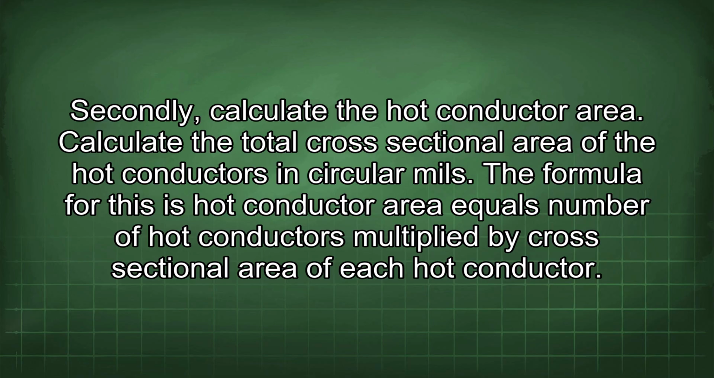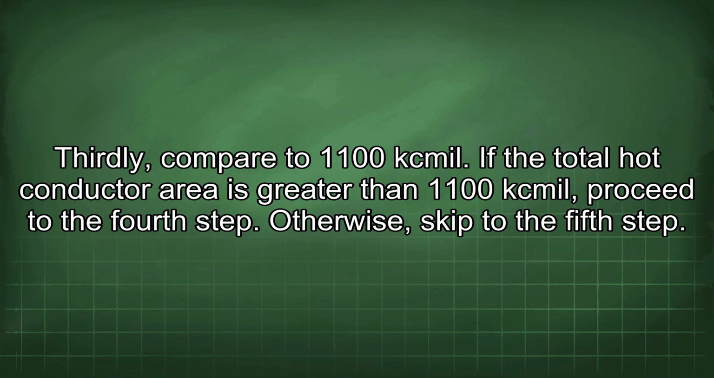Secondly, calculate the hot conductor area. Calculate the total cross-sectional area of the hot conductors in circular mills. The formula for this is hot conductor area equals number of hot conductors multiplied by cross-sectional area of each hot conductor. Thirdly, compare to 1100 kcmil.